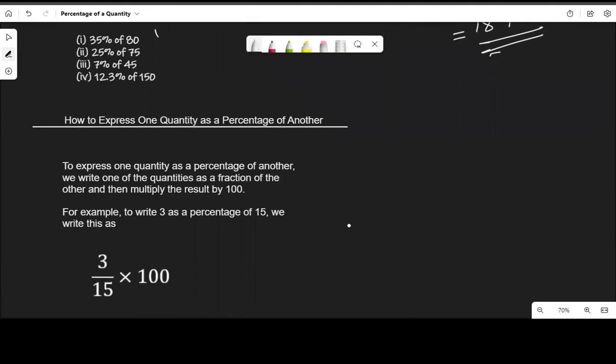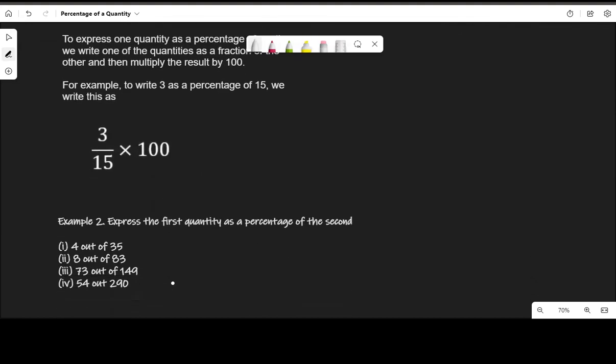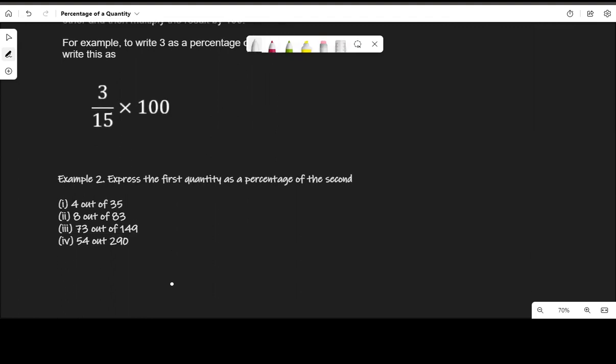Now the second subheading here: how to express one quantity as a percentage of another. To express one quantity as a percentage of another, we write one of the quantities as a fraction of the other, and then multiply the result by 100. So for example, to write 3 as a percentage of 15, we write 3 over 15, then multiply by 100. We have examples on that here.